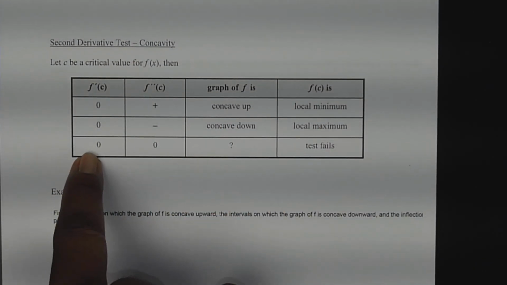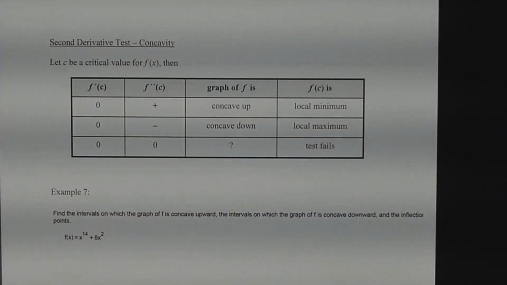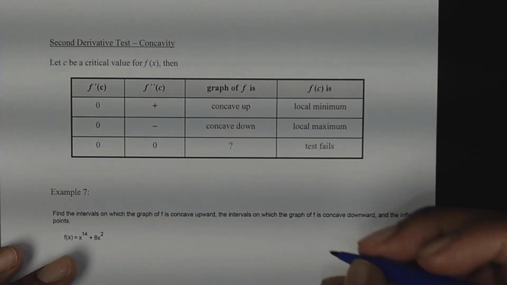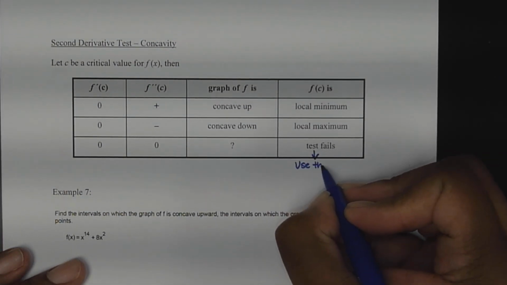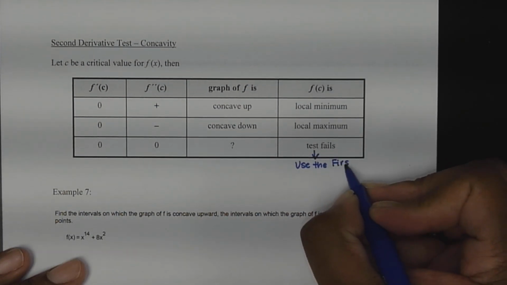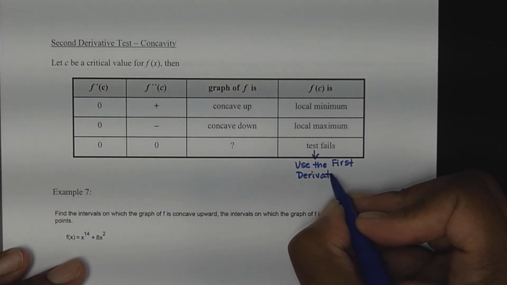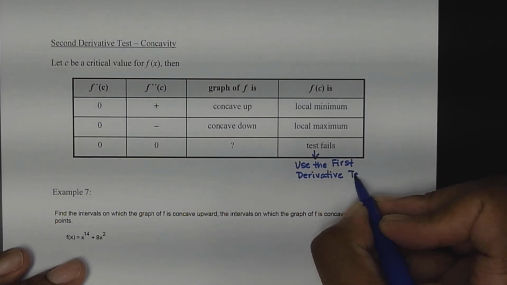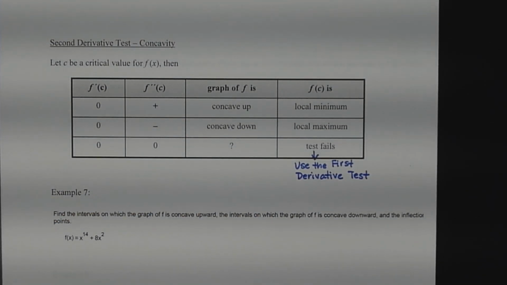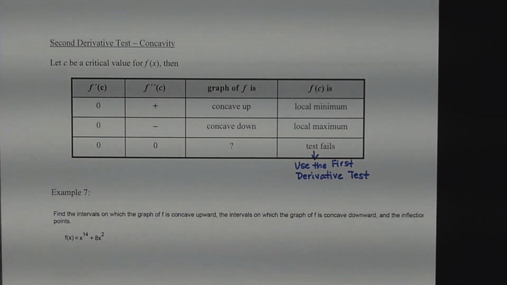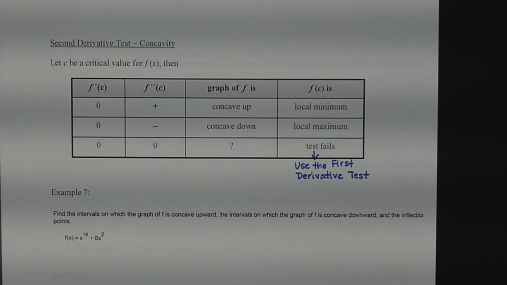And then if f prime of c is 0 and f double prime of c is 0, then the test fails. If the test fails, what you have to do is use the first derivative test. I would recommend going back to the video for section 4.1 to look at that first derivative test to see what's going on there. Okay.